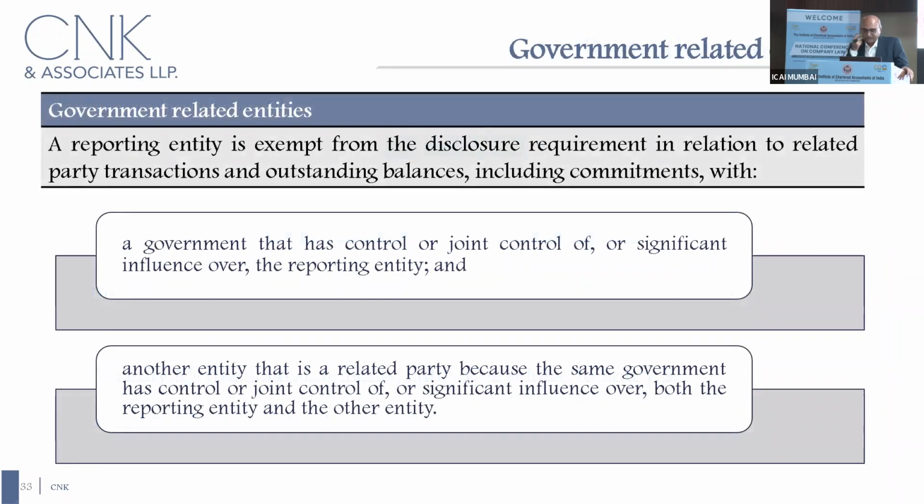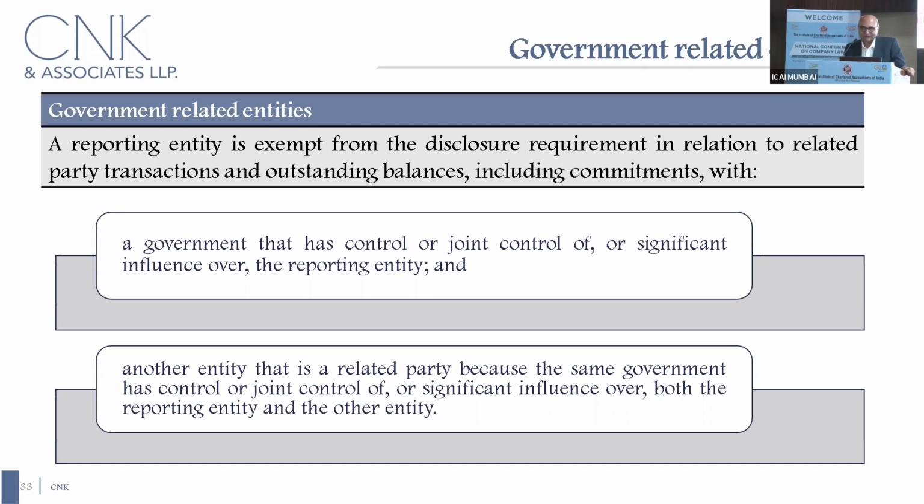When it comes to government related entities, they are exempt from disclosures. So if there are transactions between two government owned entities, and it will include both central government and state government, they are exempt, including commitments, outstanding balances. If the government that has control or joint control or influence of the entity or any other entity, that's a related party because the same government has control, and it does not include companies which are promoted by a state government. It will only include companies which are directly owned by the government in that sense.